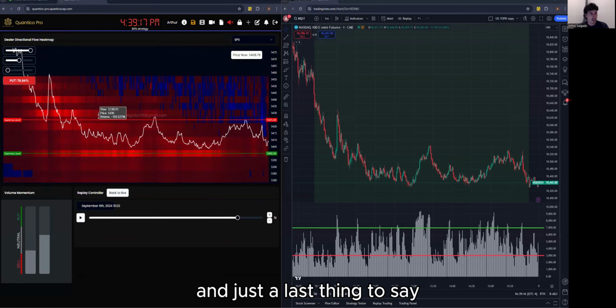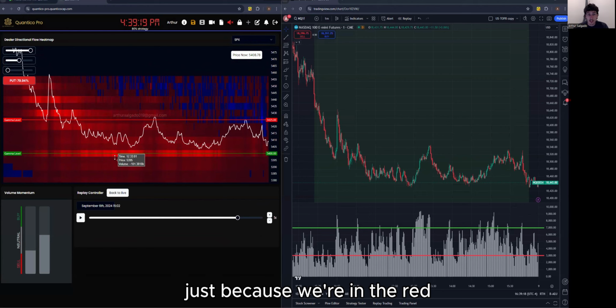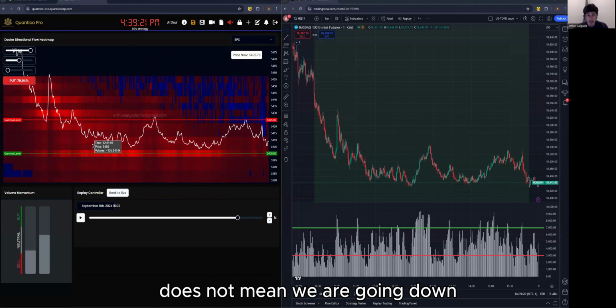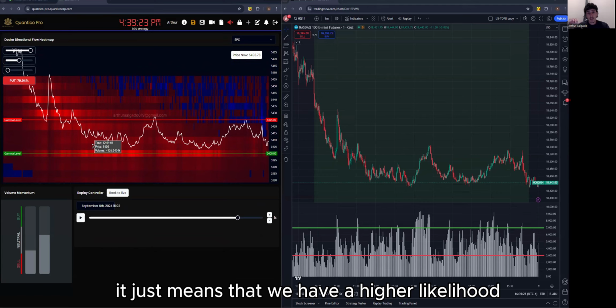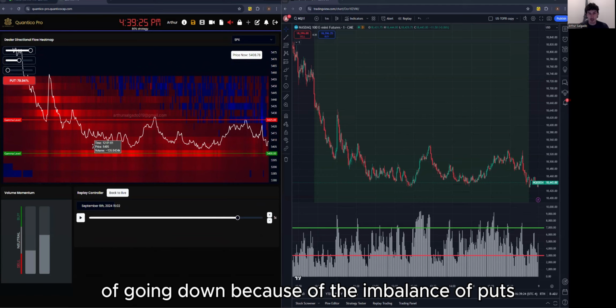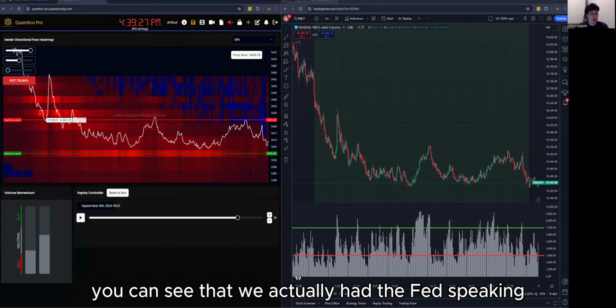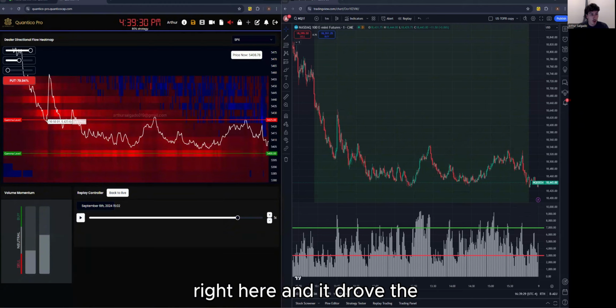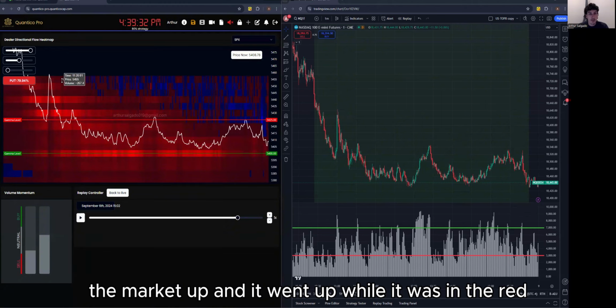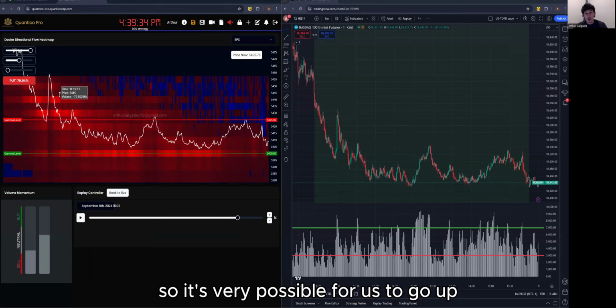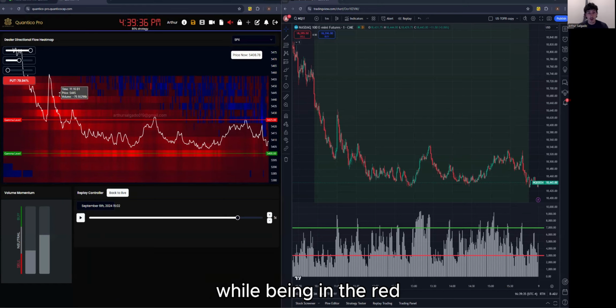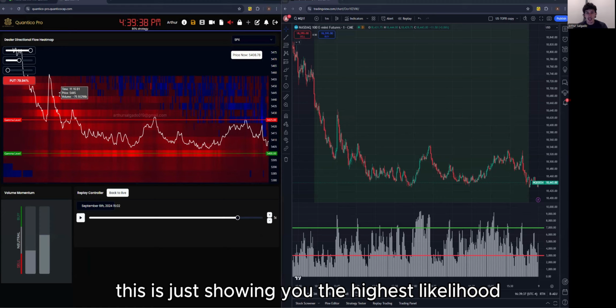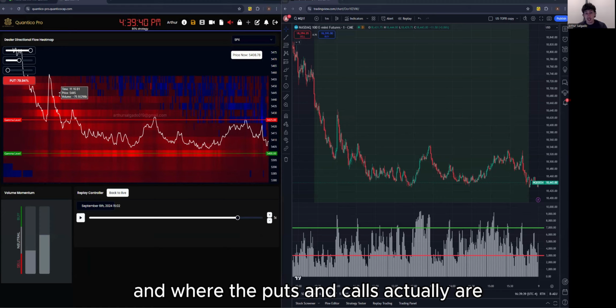And just a last thing to say, just because we're in the red does not mean we are going down. It just means that we have a higher likelihood of going down because of the imbalance of puts. You can see that we actually had the Fed speaking right here and it drove the market up and it went up while it was in the red. So it's very possible for us to go up while being in the red. This is just showing you the highest likelihood and where the puts and calls actually are.